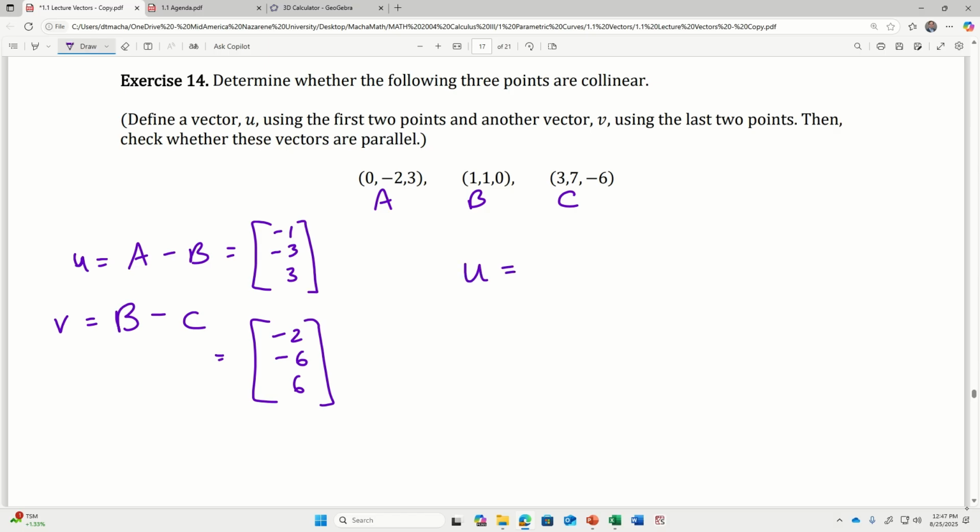Now, you got to remember this equation. If u and v are parallel, then u equals kv. Are u and v parallel? Yes? What is k? 1/2. So yes, these are parallel vectors, and since those difference vectors are parallel, the points are collinear.